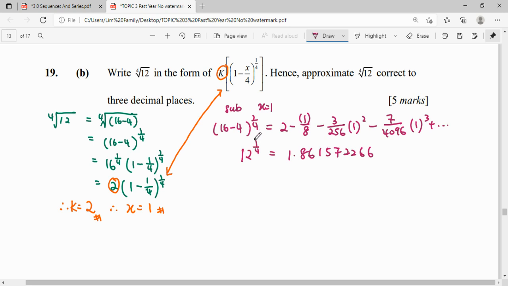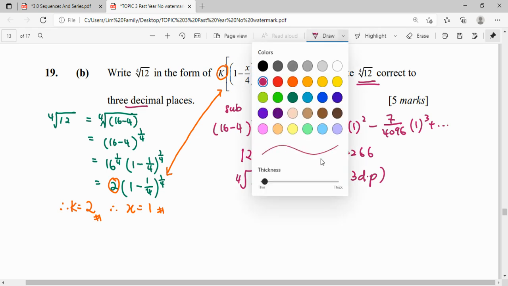12 to the power of 1 over 4 means the fourth root. The question asks for the answer correct to 3 decimal places, so we have to do our rounding to 3 decimal places, which is 1.86. When the digit at the back is 5, it means we have to round up and it becomes 2. So this is the 3 decimal places as requested by the question.